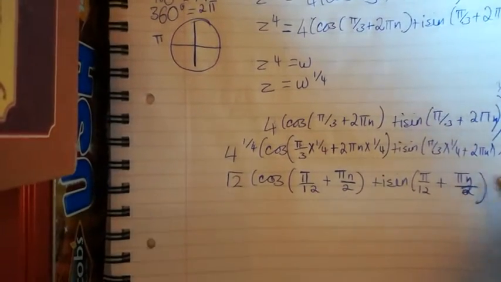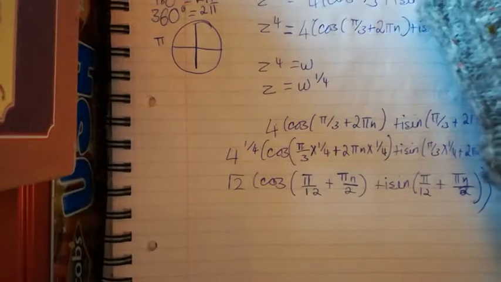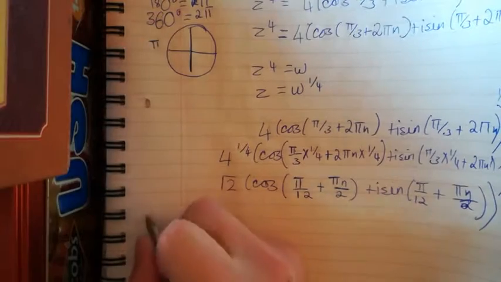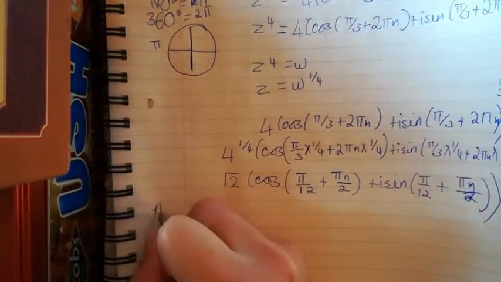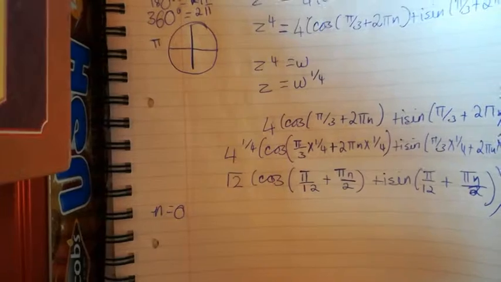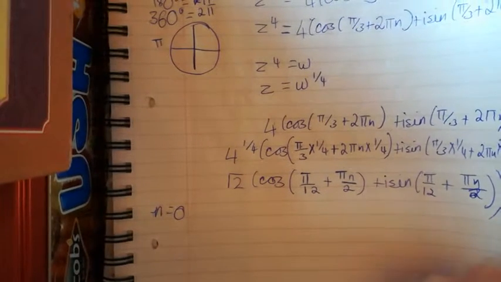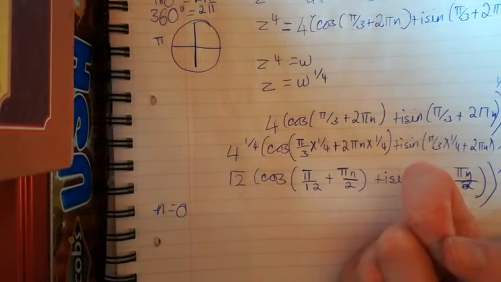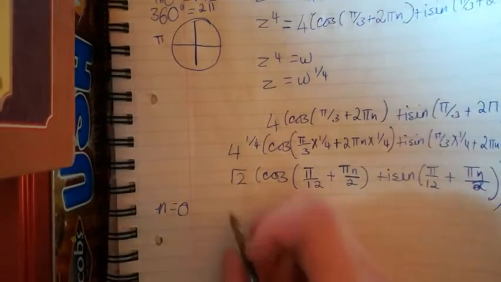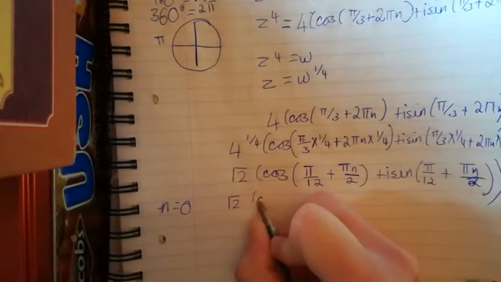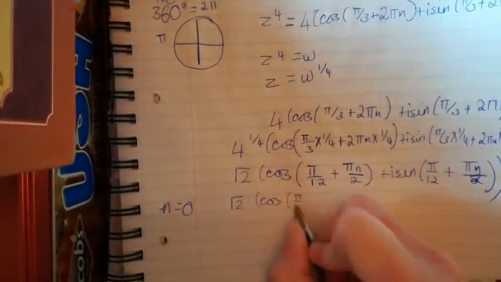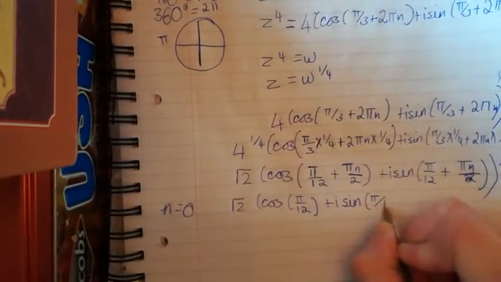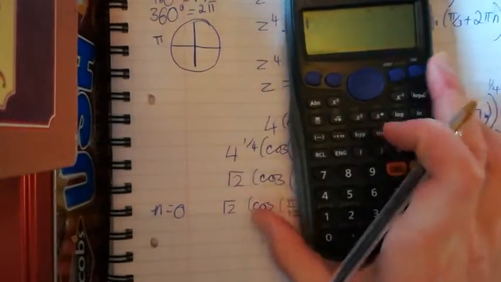When we're asked to solve, we have to go from rotations around the origin. So when we solve for this, we first let n equal 0. Because there are 4 solutions, n equals 0 is our first one, n equals 1 is our second, n equals 2 is our third, and n equals 3 is our fourth. So the first thing we do is let n equal 0 and find a value. That's just going to be cos pi over 12 plus i sin pi over 12. I'm just going to plug that into my calculator and see what I get.